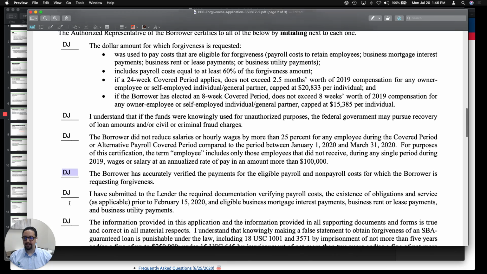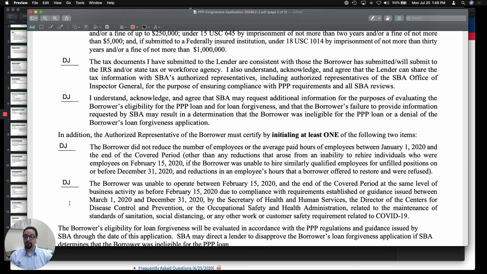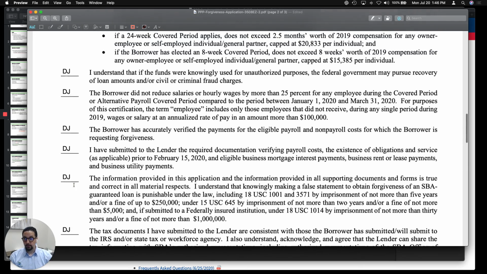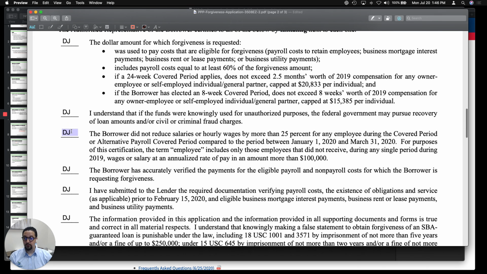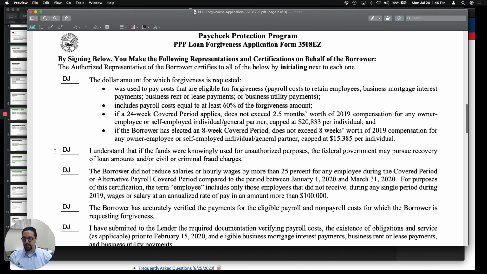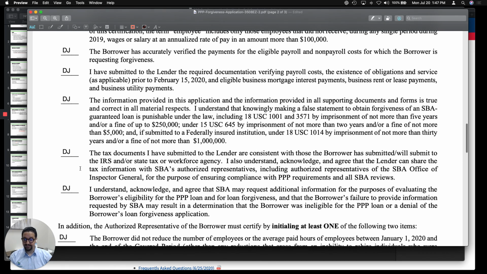in these lines, and you are certifying that this information is true. Okay, so you have to read all this and certify that you have read it, and you're basically certifying that all the information that you are providing is true. Very important is the one that says here, the tax documents I have submitted to the lender are consistent with those you have submitted to the IRS. And that's very important because they are going to cross-check at some point.